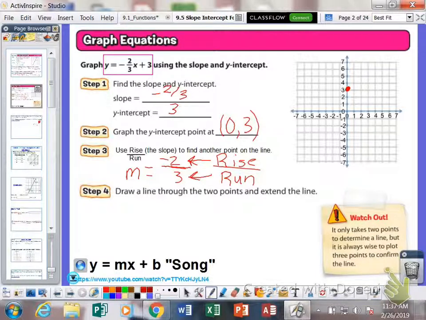I'm going to go down 2 on the y-axis. So I go down 2. It's going to give me here. And now I want to go right 3. Okay, so I want to do my run. It's a positive 3, so I'm going to go right 3 on my x-axis. So 1, 2, 3. And I would have another point there.